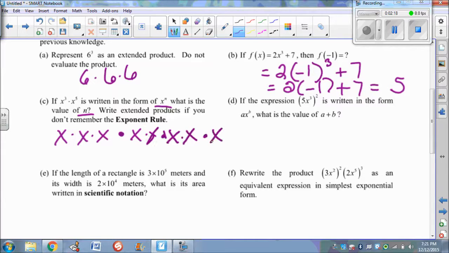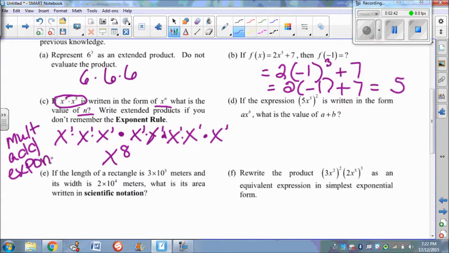So we have x times itself 5 times, and these are all to the first, okay? When it's not written there, we assume that it's to the first. So what do we end up with? We end up with x to the 8th. So what just happened there is the rule: when you multiply, you add exponents. Okay, so when you multiply, you add exponents with like bases, I should say. That's the key, like bases. Those all had a base of x.